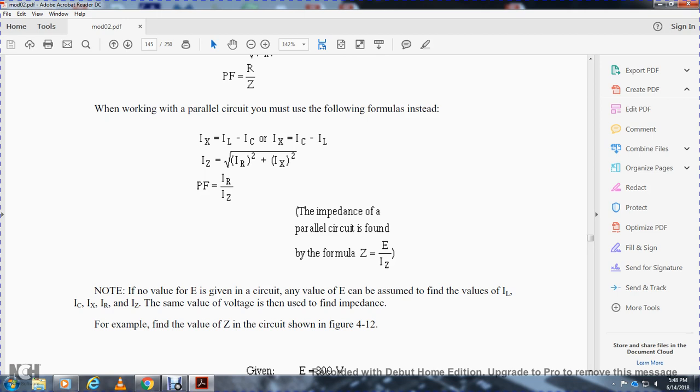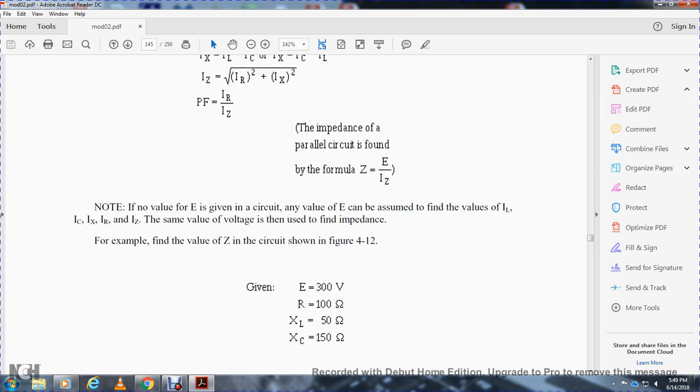The impedance is the square root of the resistance squared plus the reactance squared, and the power factor is equal to the resistance over the impedance. The impedance in a parallel circuit is found by the formula Z equals voltage over the impedance current. Note that no value of E is given in the circuit.